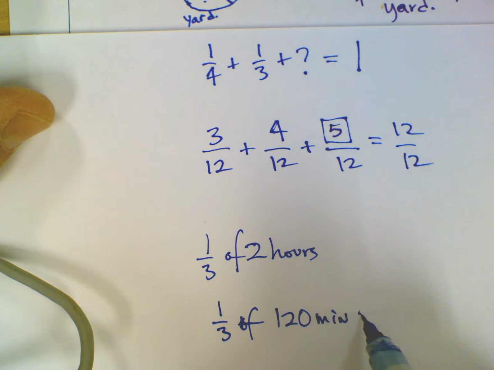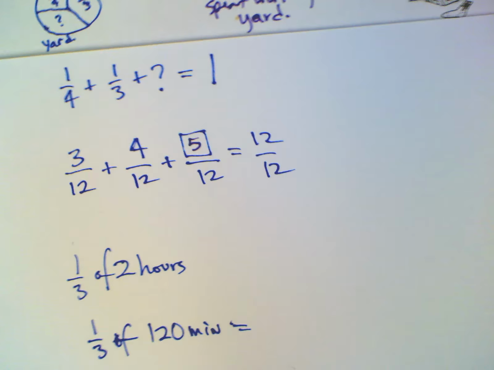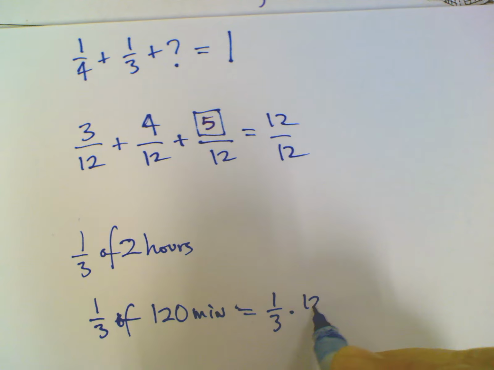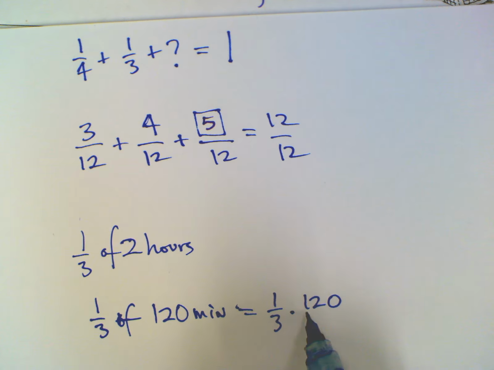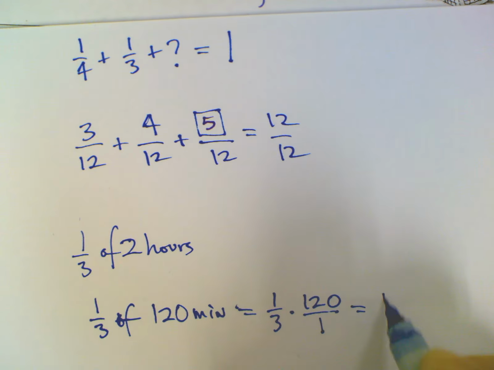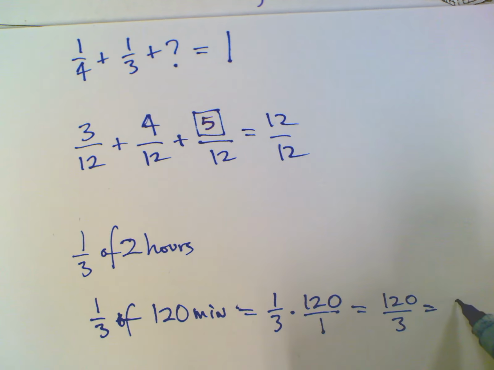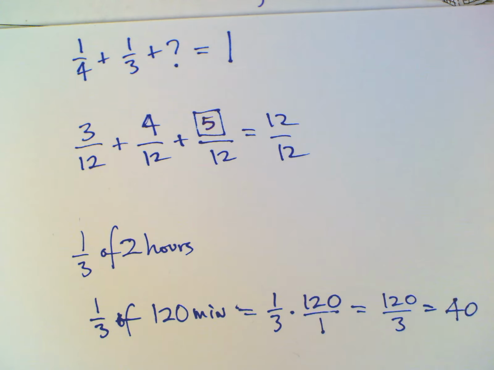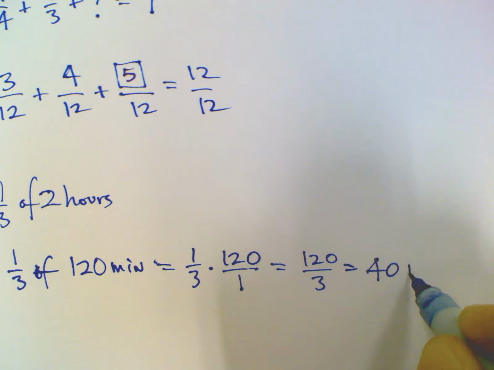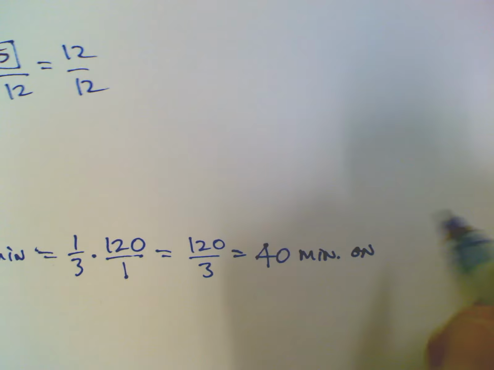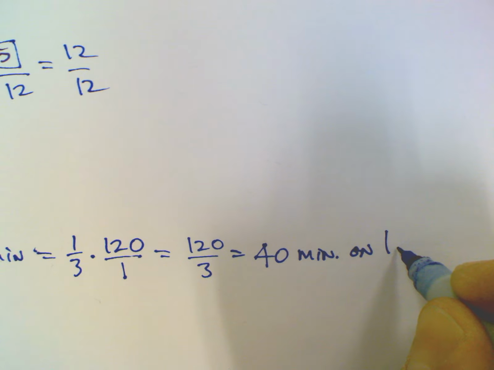So 1/3 of 120 is the same thing as saying 1/3 times 120. And when you're multiplying a whole number times a fraction, put the whole number over 1, multiply straight across, you get 120 over 3, and that divides, and you end up with 40. So what did that tell me? So 40 minutes was spent on laundry. She spent specifically 40 minutes.